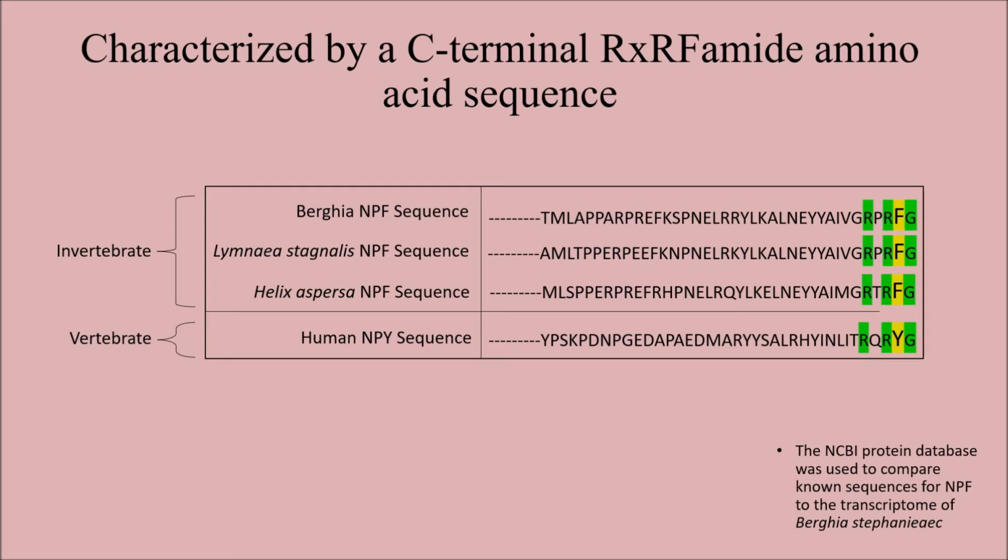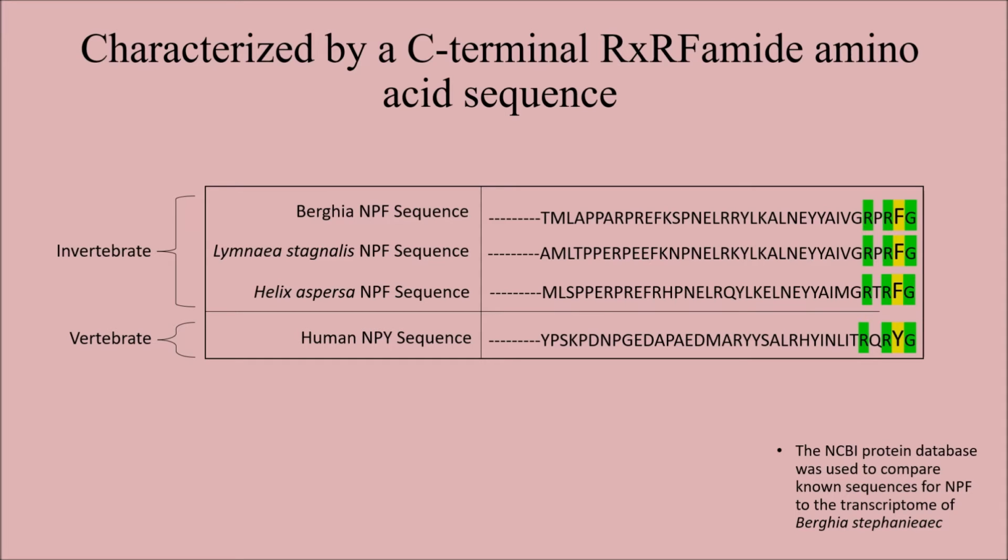So how was I able to find the neuropeptide F sequence for Berghia? Luckily enough, our lab sequenced out the complete transcriptome of Berghia. This is a complete list of all the messenger RNA that Berghia will produce. Using that, I was able to compare the transcriptome to other known neuropeptide F and neuropeptide Y sequences.